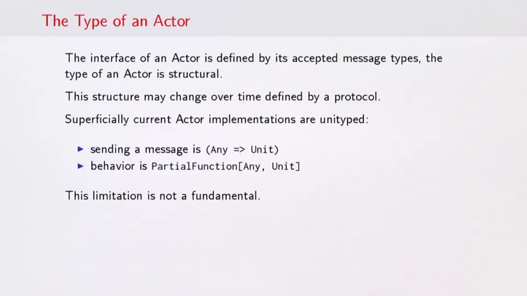If you look at the types appearing in actor implementations, we have seen two main methods. First is sending a message, that's the tell, and it has signature any to unit. And the second is the behavior inside the actor, which is a partial function, again from any to unit. These types do not restrict what you can send. In a sense, you could say that actors are not usefully typed, as represented, for example, in Scala and Akka.